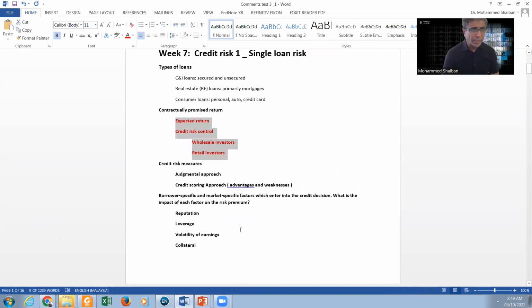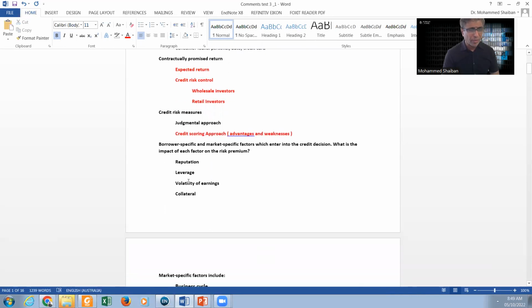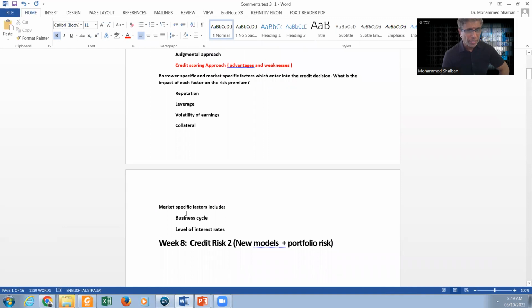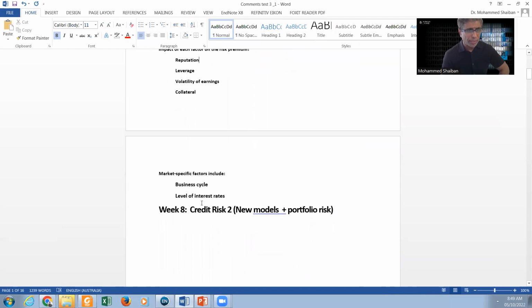We talked about credit management, the judgmental approach, and credit scoring. This is when we started talking about credit scoring. I think we talked in the workshop about the other qualitative things like reputation, leverage, volatility of earnings, and all these issues. I want you to be aware of it, please.